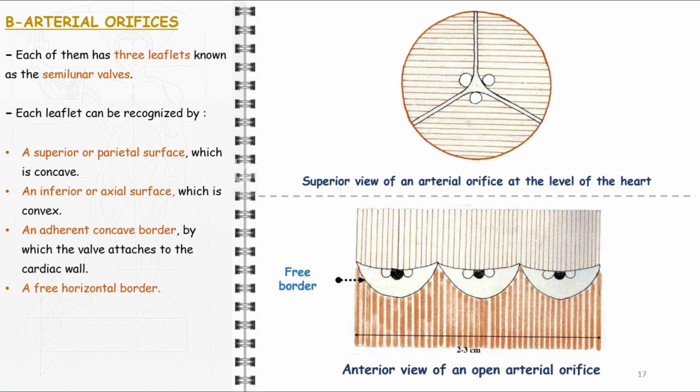In the middle of this border, there is a small bulge formed by a fibrous nodule, called the nodule of Arantius for the aortic valves, and the nodule of Morgagni for those of the pulmonary orifice. There are no chordae tendineae for the semilunar valves.